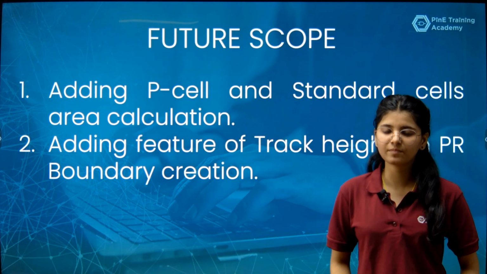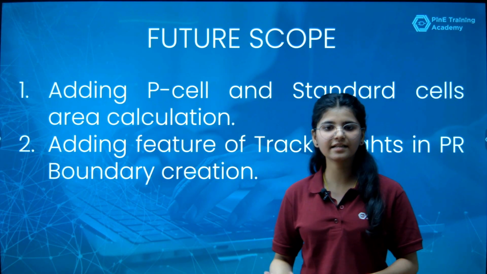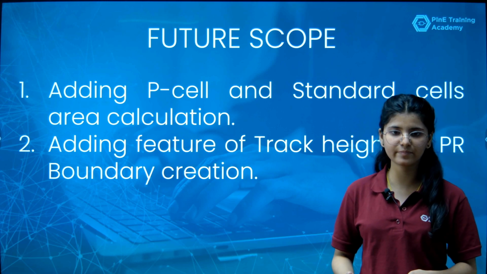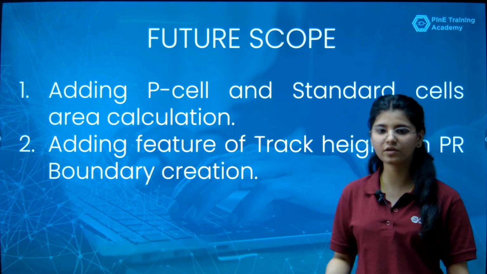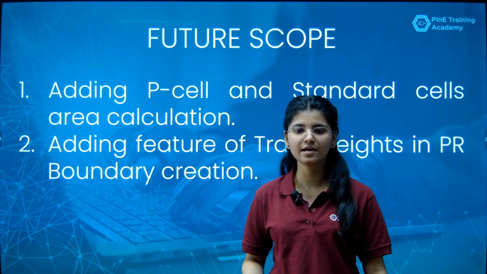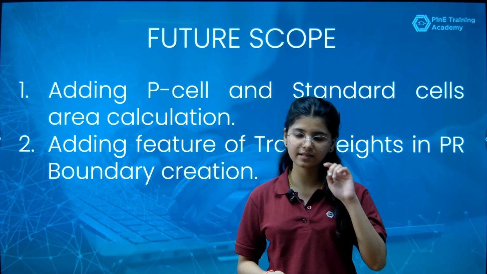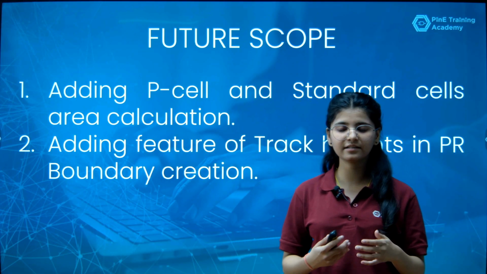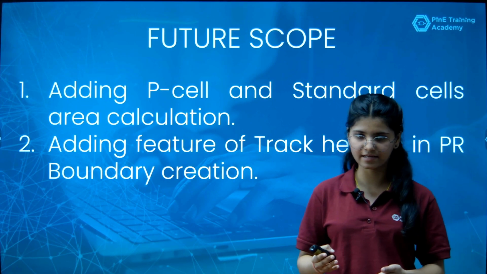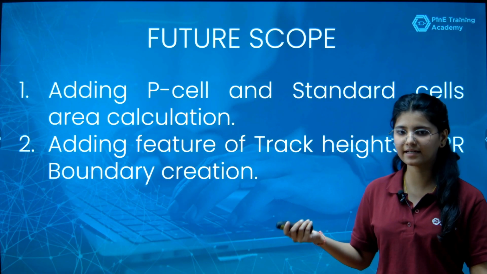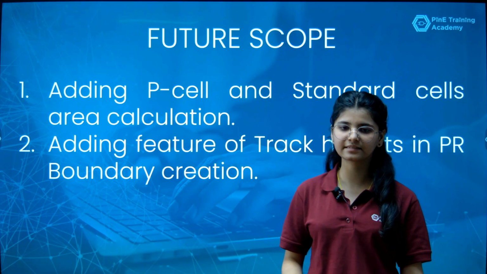For the future scope, in the area calculation feature, we have decided to add the area calculation of standard cells and P cells, and for height as PR boundary, we have thought of adding the feature of track heights, where we know usually the standard cell of digital layouts is generally calculated in the height of tracks. It can be wire to wire, line to line, or any other. So in future, we can add this feature to implement the PR boundary according to the track heights.